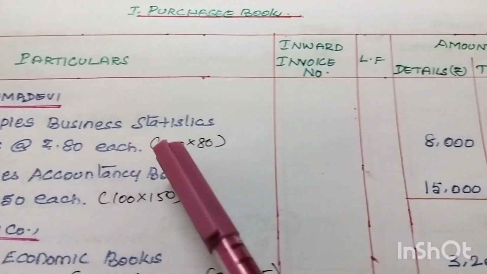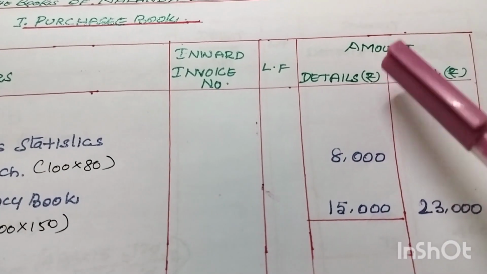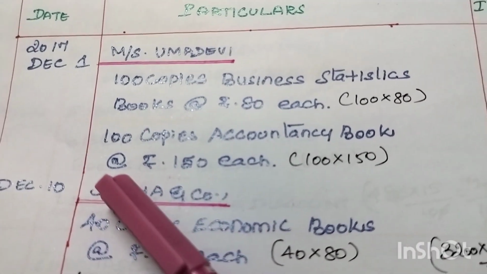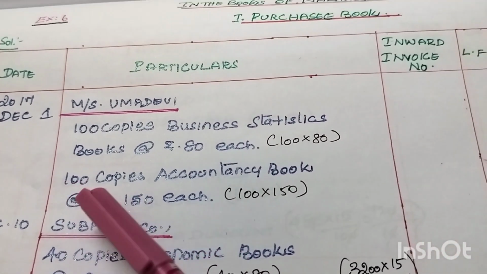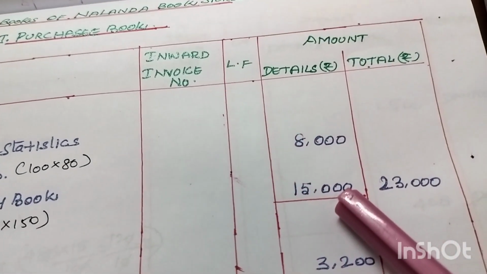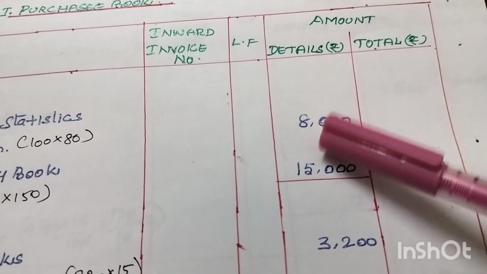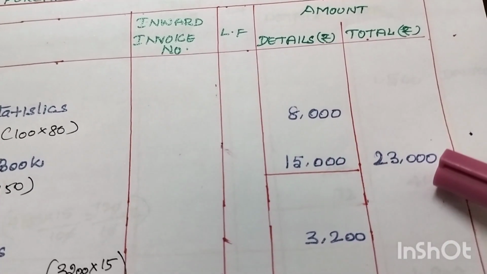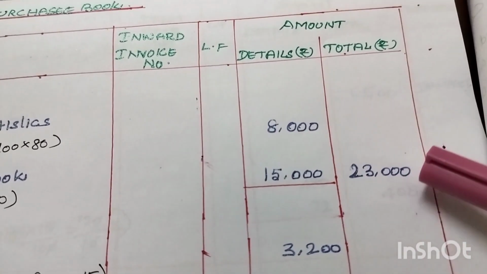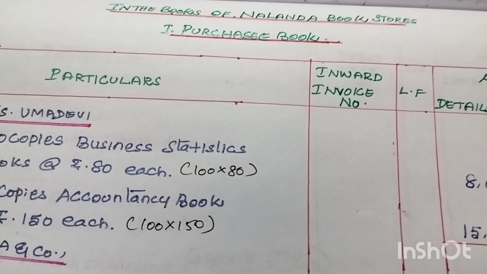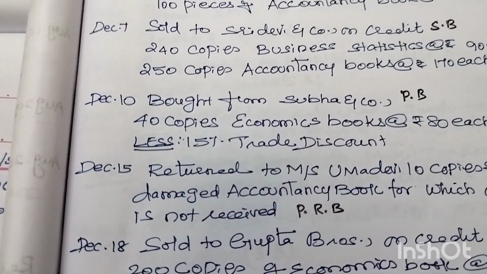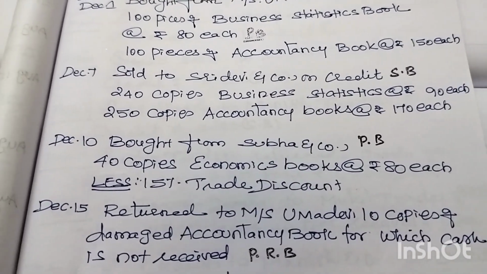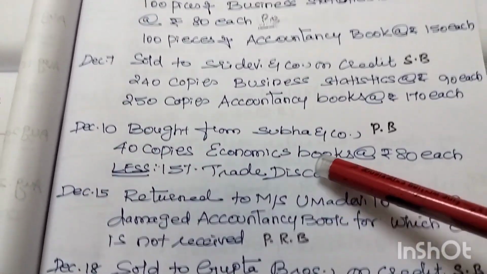So 100 into 80 you will get 8,000 rupees. Enter into the detail column, and then 100 copies of accountancy book at ₹150 each. So 100 into 150 you will get 15,000 rupees, entered into the detail column. Then you have to add these 2 amounts and find the total, that is 23,000, you have to enter into the total column. Okay, then you can find if any other credit purchases transaction is here.